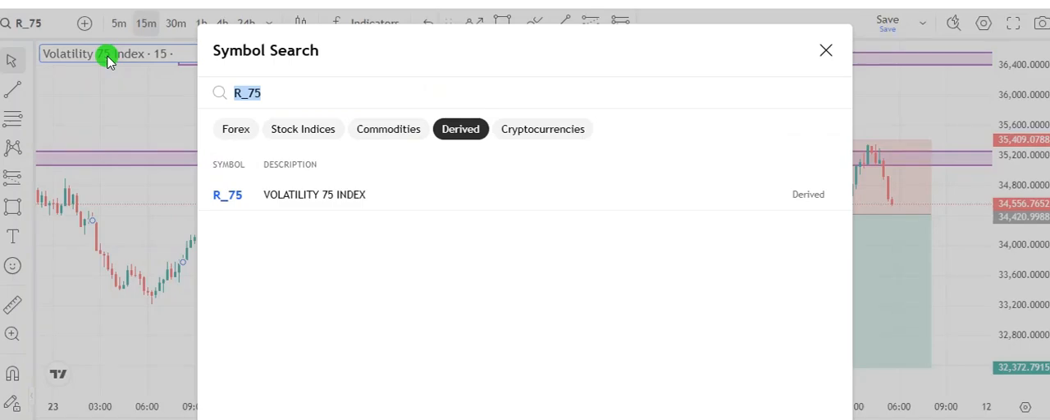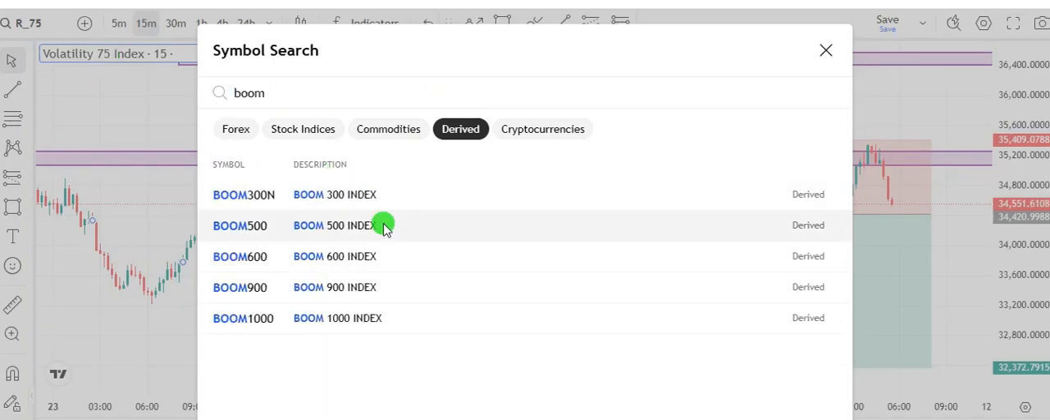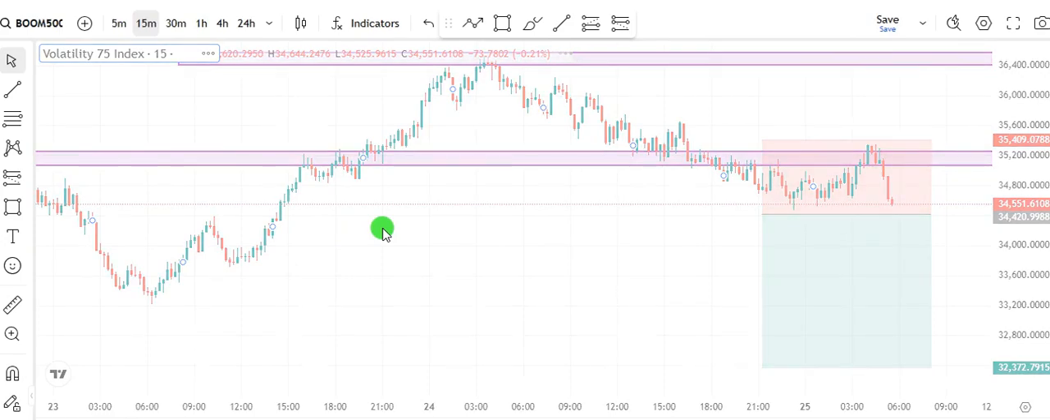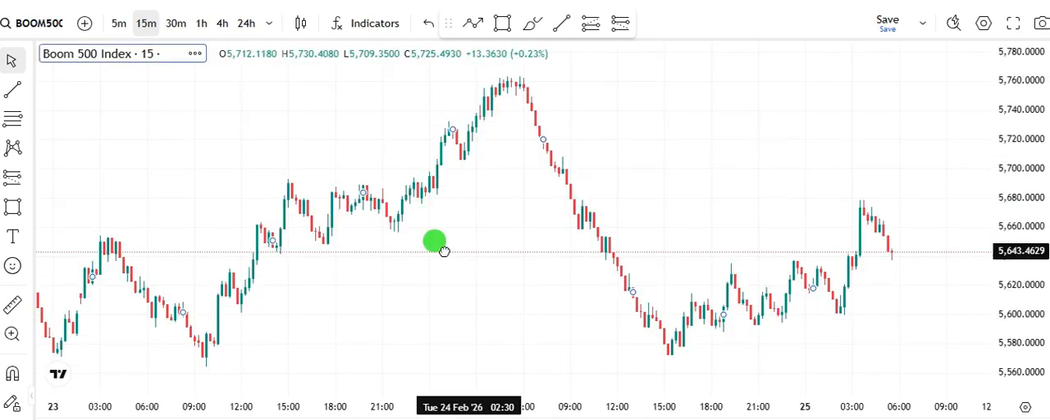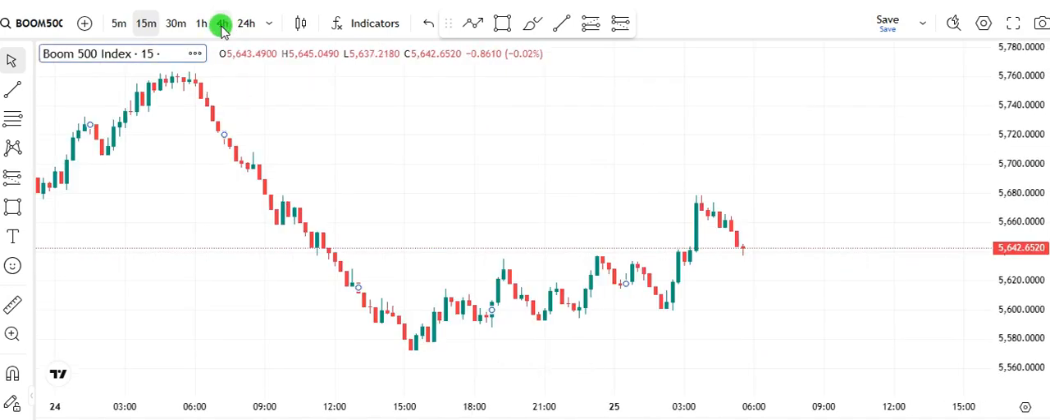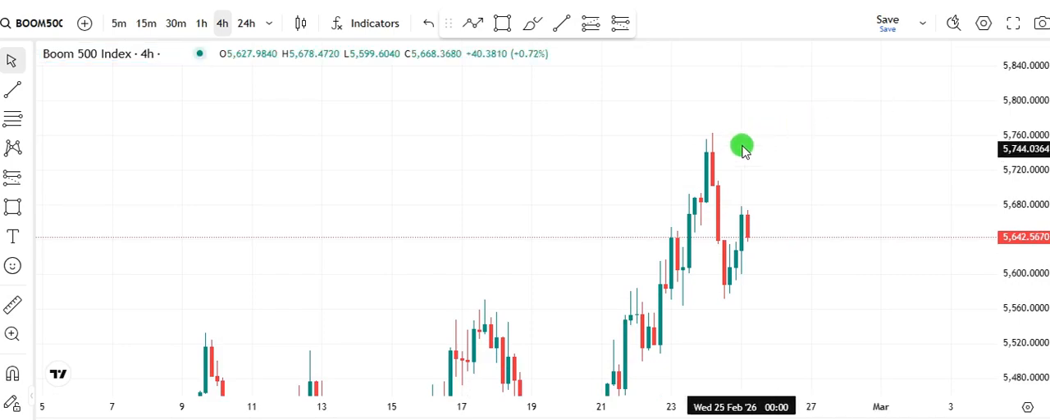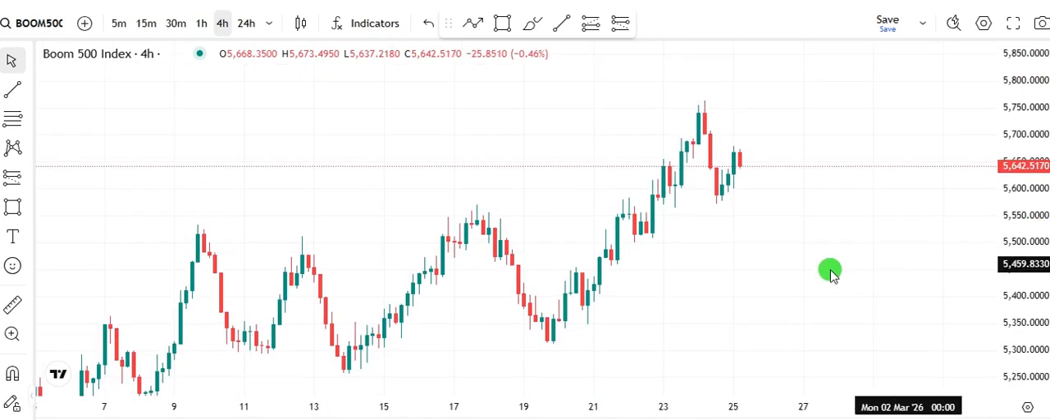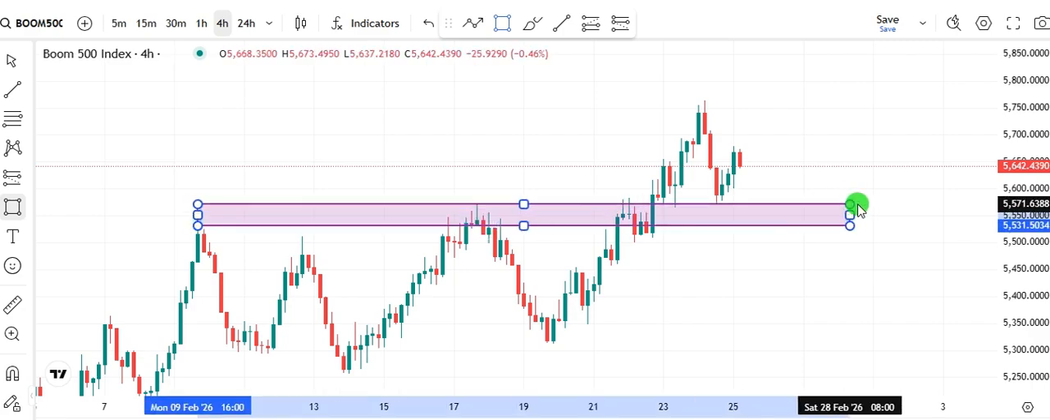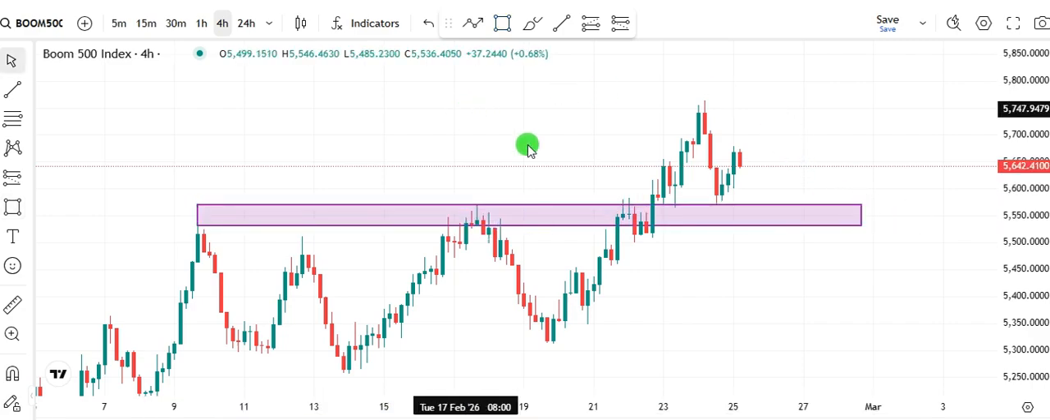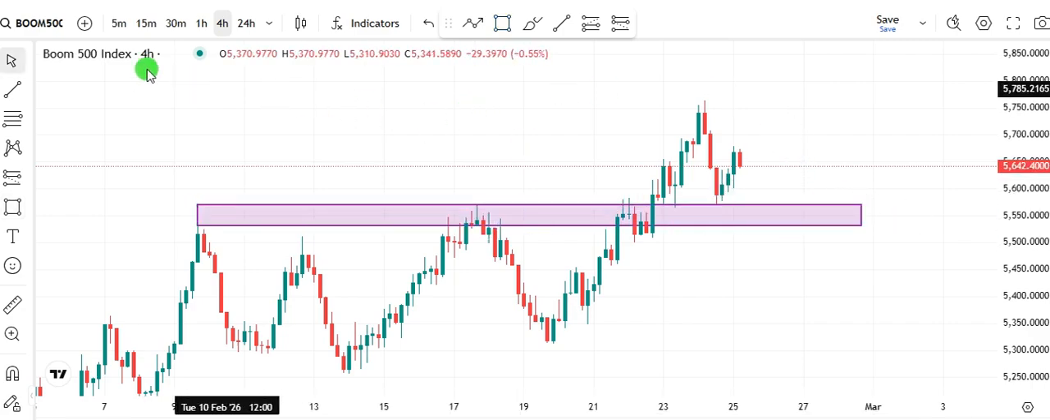Okay, so let's go to the Boom index, starting off with Boom 500. I think yesterday we actually looked forward to a continuation of the bullish trend, which actually happened. Then we saw this major reversal back down to the bearish. But are we seeing a bearish trade right now? No, I'm still very much bullish on Boom 500. Until this level is validated, I'm still bullish.